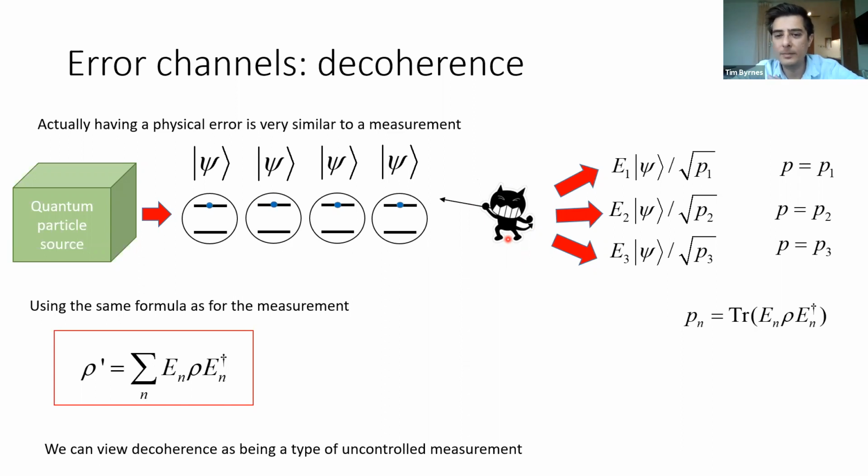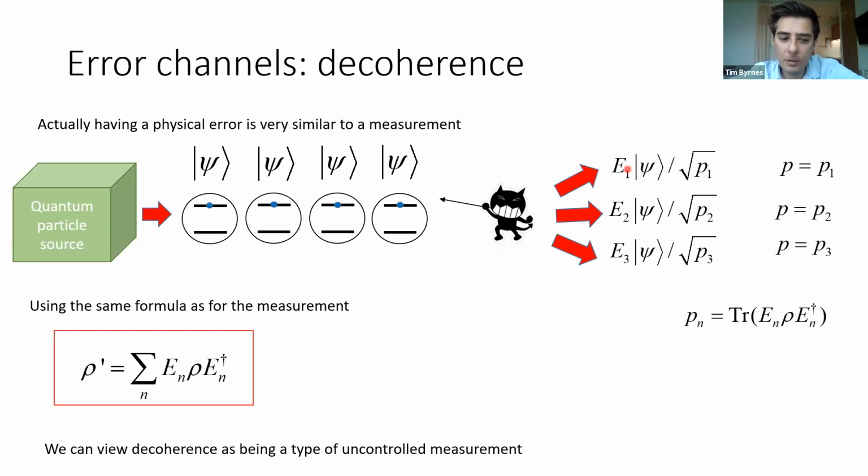Some uncontrolled source of noise that you usually don't want does the measurement instead of you doing it. So actually a measurement really is no different to some decoherence or some error process. The only difference is that one is human made and one is just naturally occurring, or just there without you wanting it to be there.